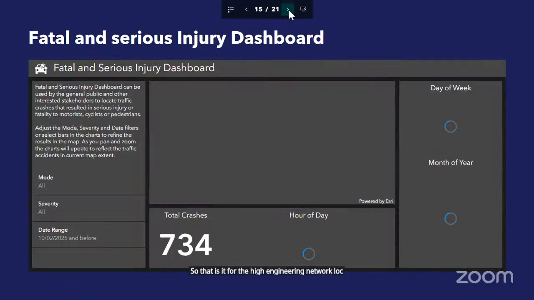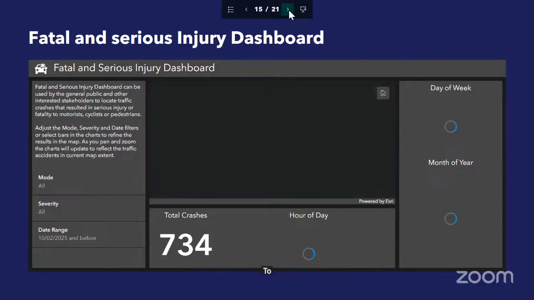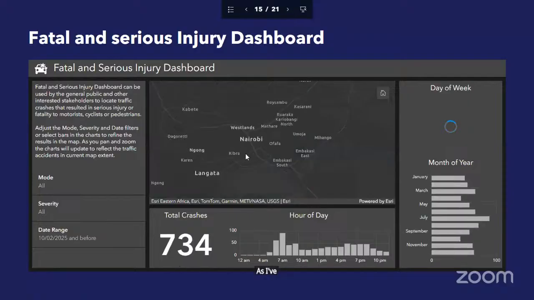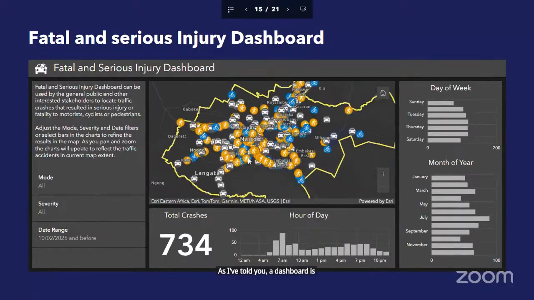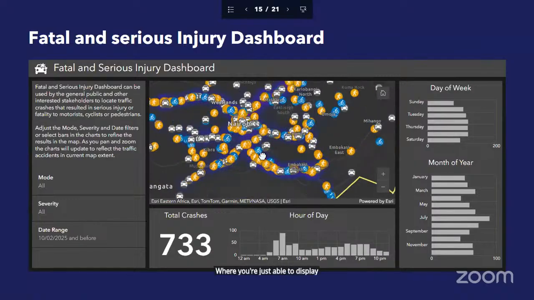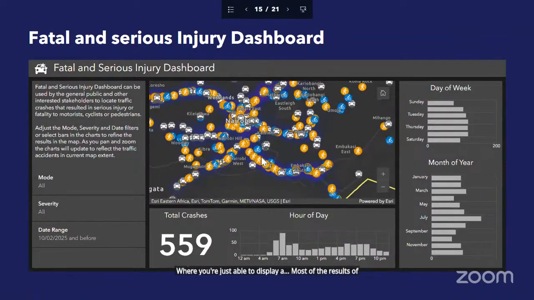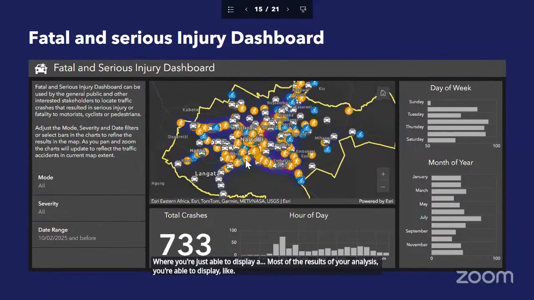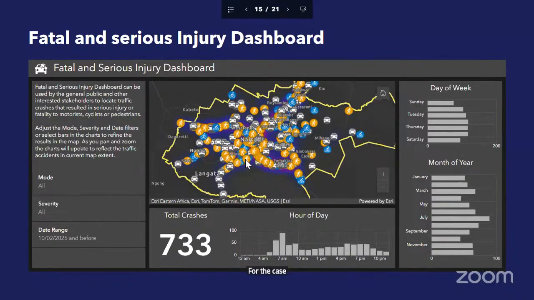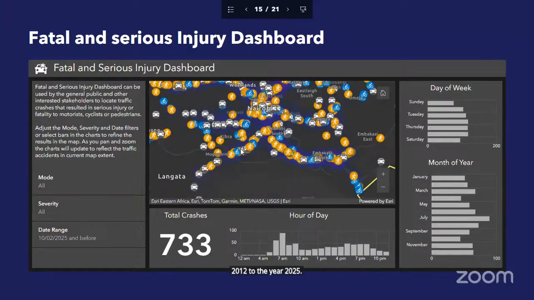And then moving on to the fatal and serious injury dashboard. As I've told you, a dashboard is a web interface where you're able to display most of the results of your analysis. For instance, in my case, I was able to obtain data for the accidents that have occurred in Nairobi between the year 2012 to the year 2025. And it is able to display on the dashboard.